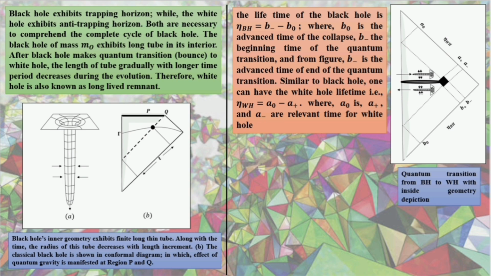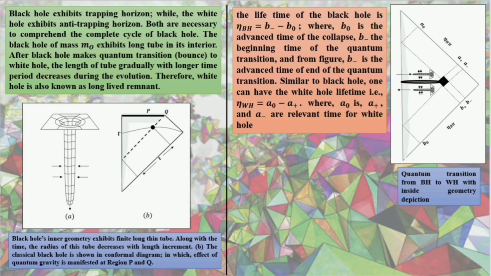In this diagram, I have shown that the black hole's inner geometry exhibits a finite long thin tube. Along with time, the radius of this tube decreases with length increment. The classical black hole is shown in the conformal diagram in the second image. The second image is a type of conformal diagram in which the effect of quantum gravity is manifested at regions P and Q.